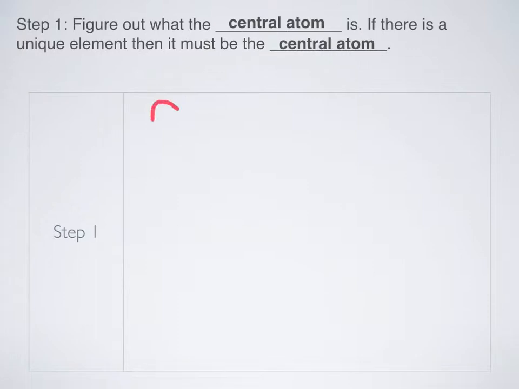All right, so I have CO2. That is my molecule, and I need to figure out what my central atom is. So I only have carbon and oxygen in my compound here. Which one of those would be my central atom? Which one goes in the middle? Because I have 1 carbon and I have 2 oxygens. So which one must go in the middle?